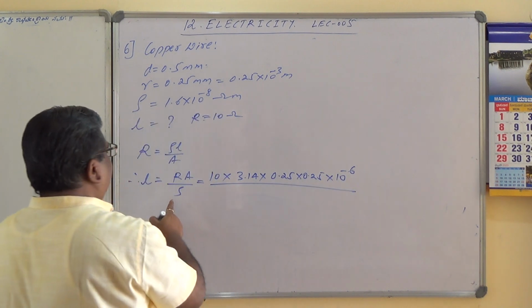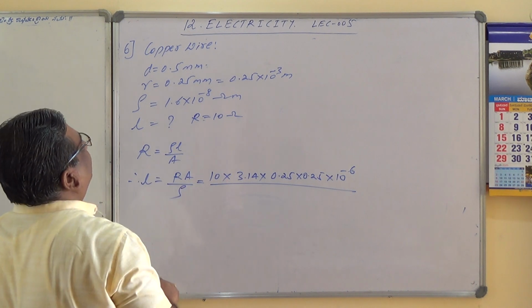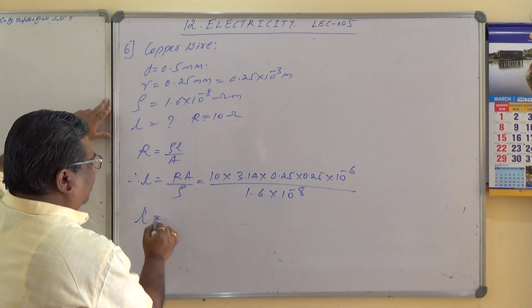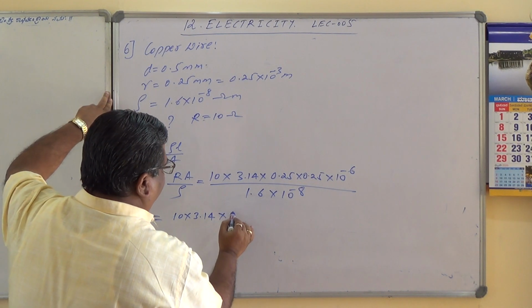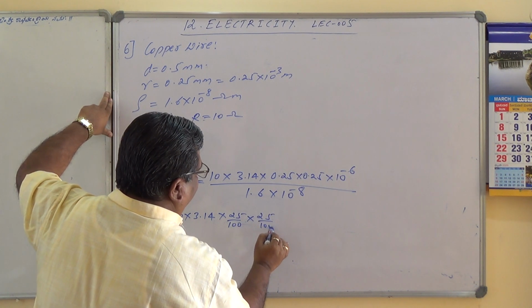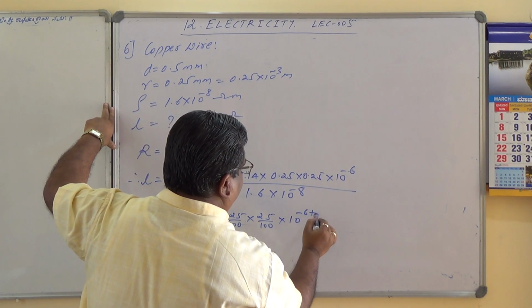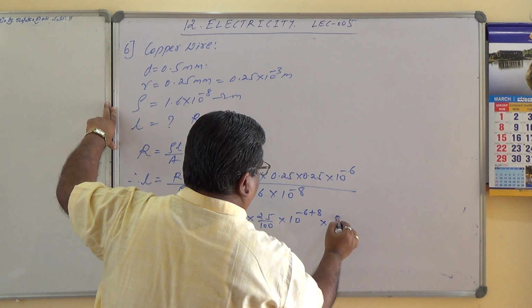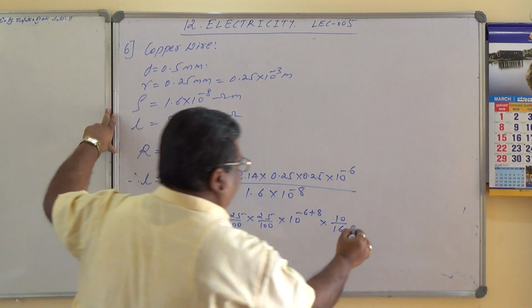The whole divided by rho. RA by rho, here it is rho. So what is rho here? 1.6 into 10 to the power minus 8. So L equals 10 into 3.14 into 25 by 100 into 25 by 100 into 10 to the power minus 6 plus 8, this goes up, divided by 16. It is correct. So what should I get here? Meter.